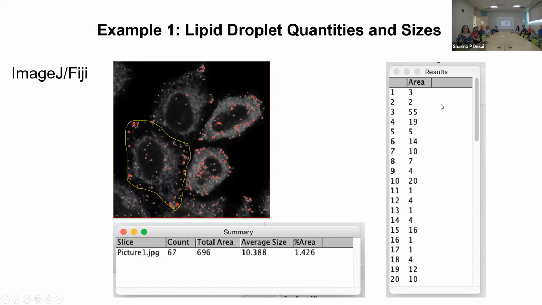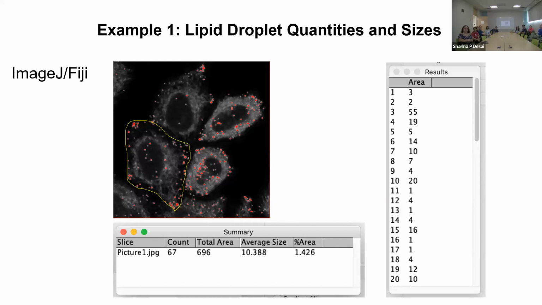And the software also can tell us, for each punctum, how big it is. In the window I only show you 20 lipid droplets here, labeled from 1 to 20, but in the area numbers, you can see some are big, some are small. So we can get this information. But still, if you're doing it this way, let's say we're working really hard.